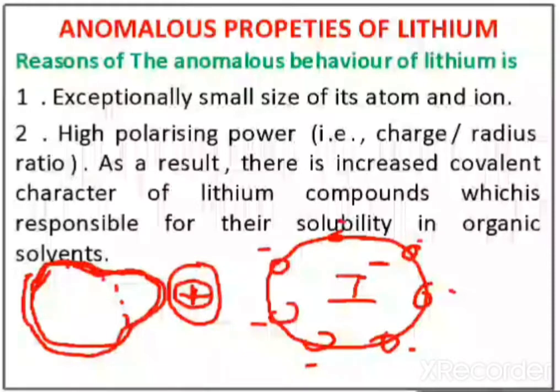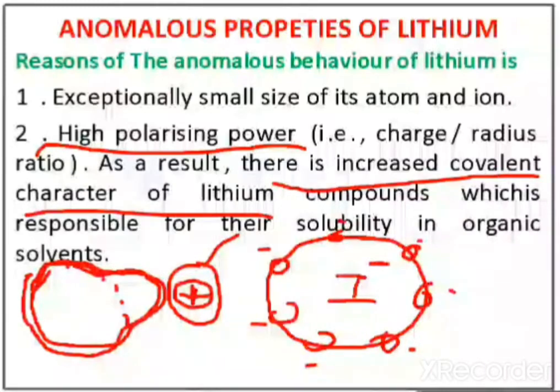So in which ion will the polarizing power be highest? In the case of the cation, the size should be very small, and in the case of the anion, the size should be very large. Then their polarizing power will be highest. So here, due to the small size of lithium and its high polarizing power, there is increased covalent character. Covalent character means the electrons that were here are now moving towards the nucleus.